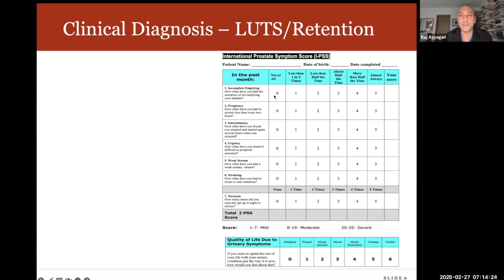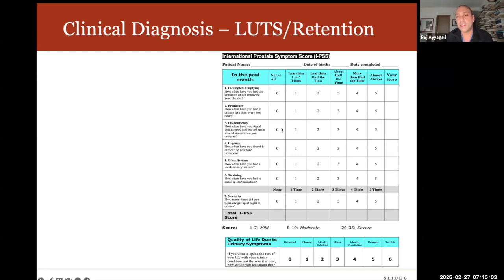For each question, they give a score of 0 to 5. 0 is there's no problem. 5 is the problem is the worst it could be. So we have incomplete emptying, and frequency, so having to go very often, less than 2 hours between urinations. Intermittency, where the urinary stream stops and starts. Urgency, when a patient just has to run to the bathroom and sometimes leaks on the way. The most obvious one is the weak stream, when the urine is very slow. Straining is when they actually have to push to get the urine out. And then nocturia is the number of times a patient gets up at night to urinate.